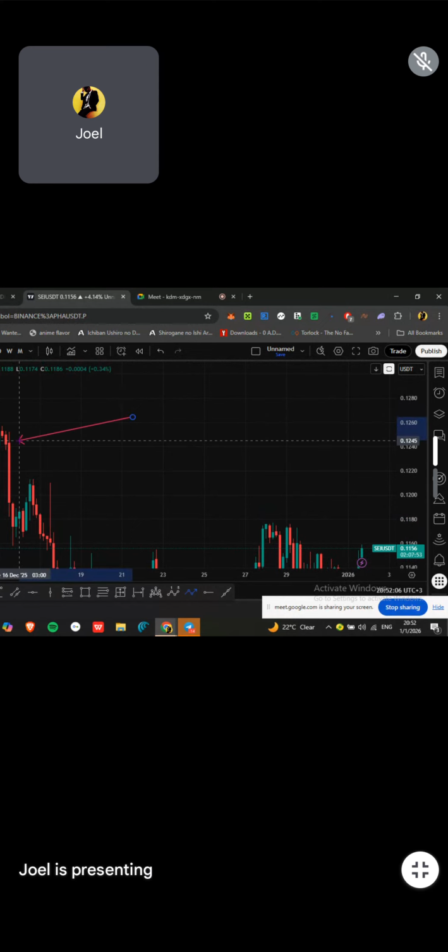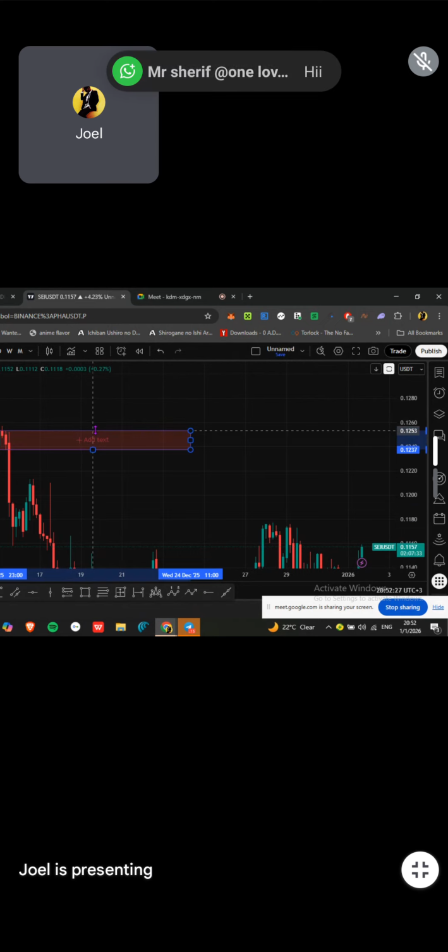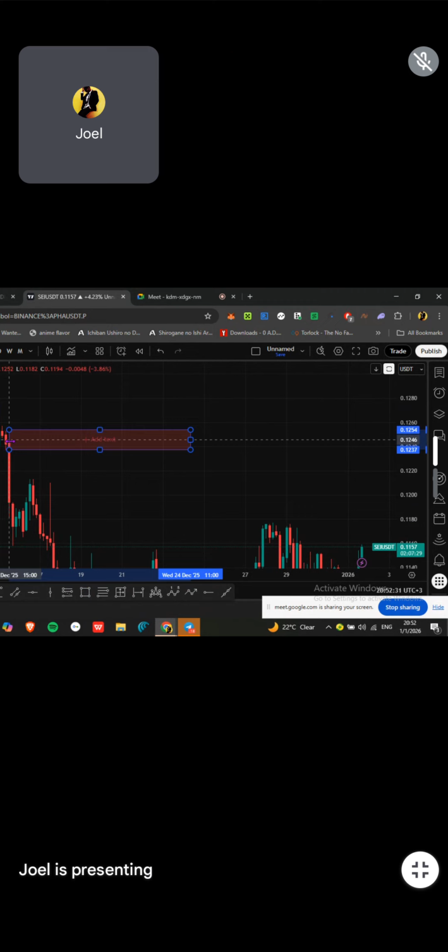But you can see here, this move here. What caused this move here? There were large orders here, around here. So the previous candle before that large move, you mark the high to the low of that previous candle.